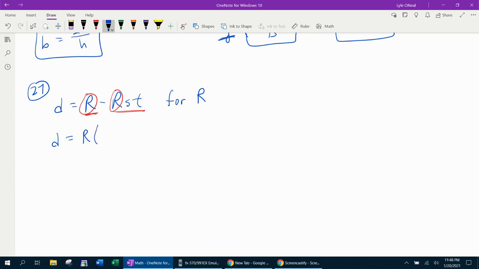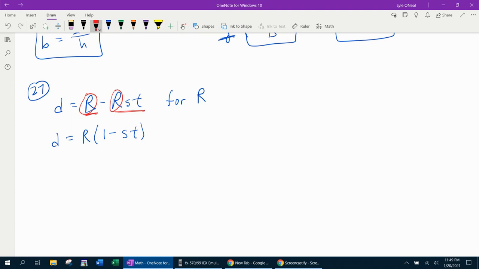Now, when you factor out, you divide. So what is R divided by R? Anything divided by itself is 1. And if I divide RST by R, the R's will cancel and leave me just ST. Now, do you see how I went from having 2 R's, now I only have 1 R?